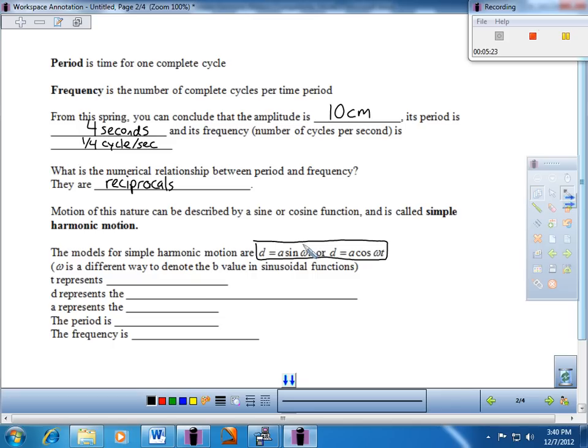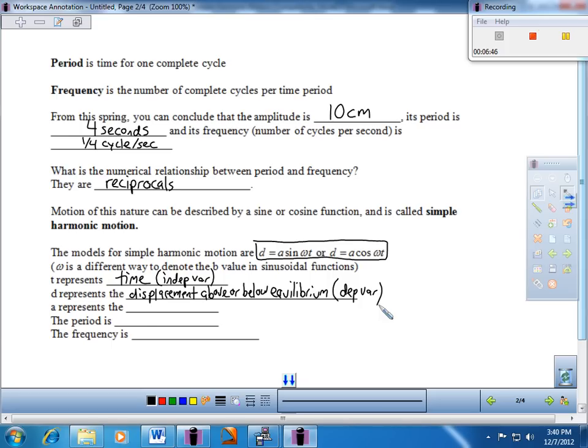T represents, and let's make sure we fill it in, essentially time. So the independent variable, I'm going to write that here as well. And D represents the displacement. And again, we want to be careful, either above or below the rest position or the equilibrium. So fill that in there if you would. And I guess what we want to do is call that the dependent variable. I'll go ahead and fill that piece in on the end. So we have displacement in terms of time.